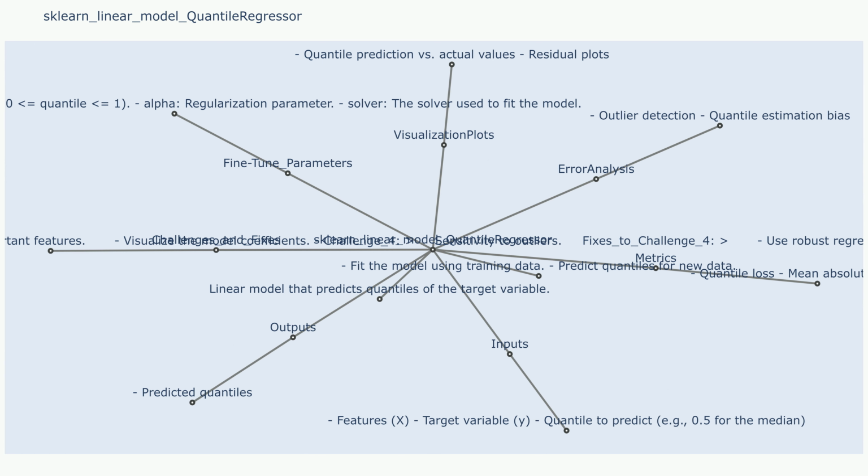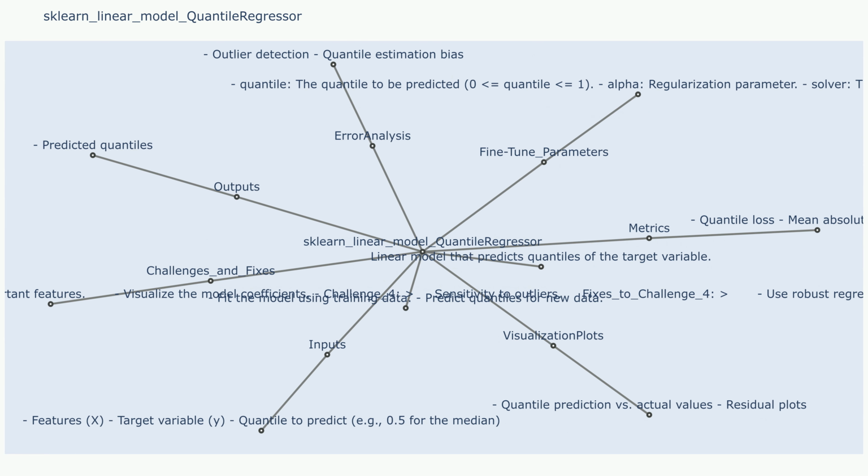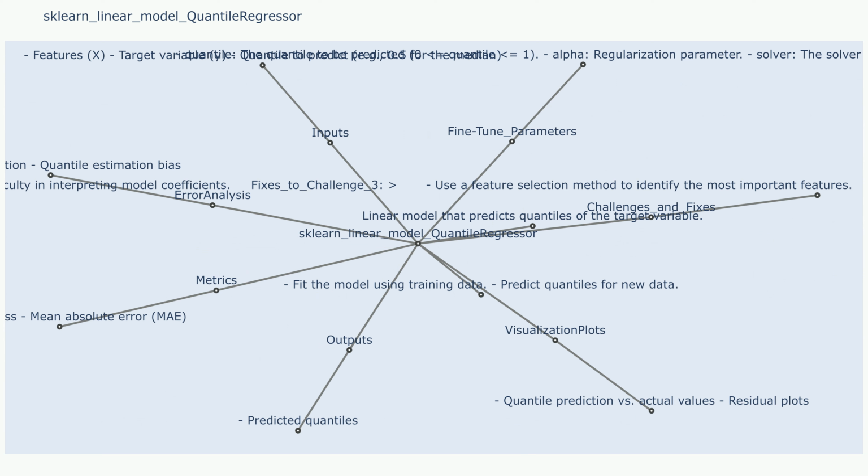Quantile specifies the quantile to be predicted. For example, 0.5 corresponds to the median, 0.25 to the first quartile, and 0.75 to the third quartile. Uncertainty methods: confidence intervals based on the predicted quantiles. The model can provide confidence intervals for the target variable, representing the range of plausible values.